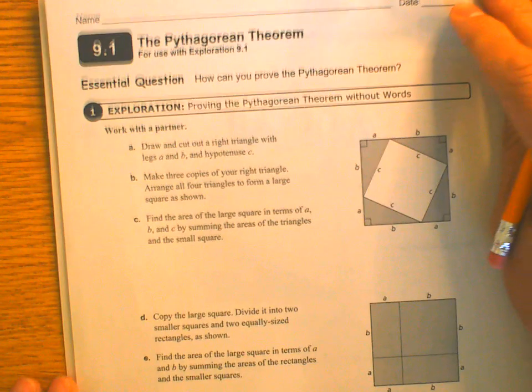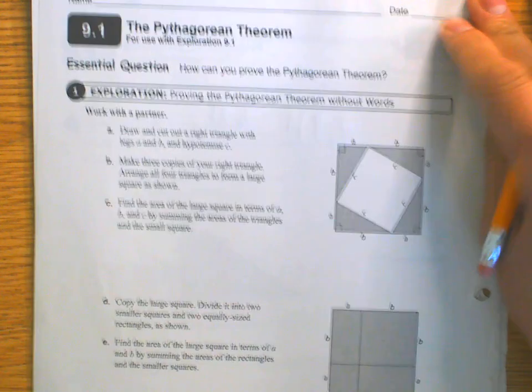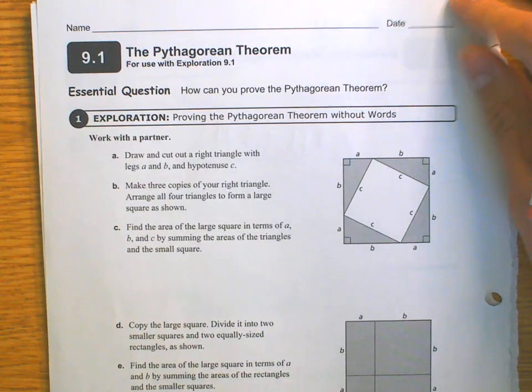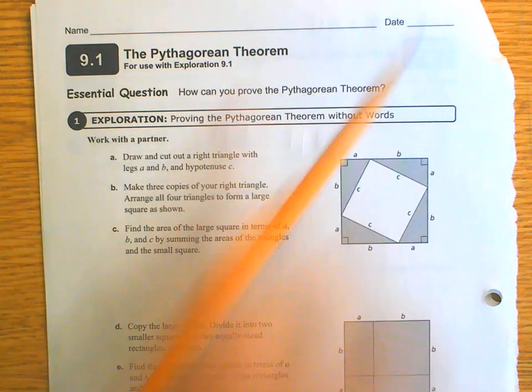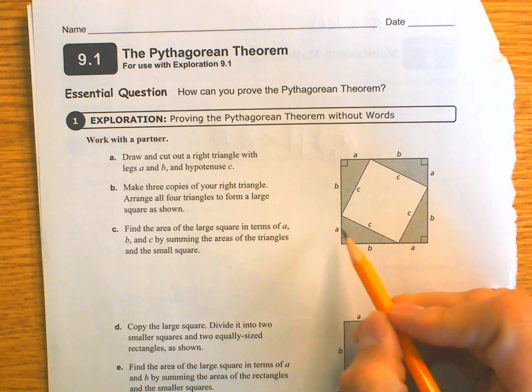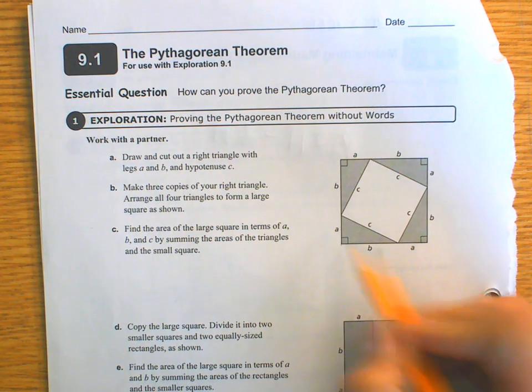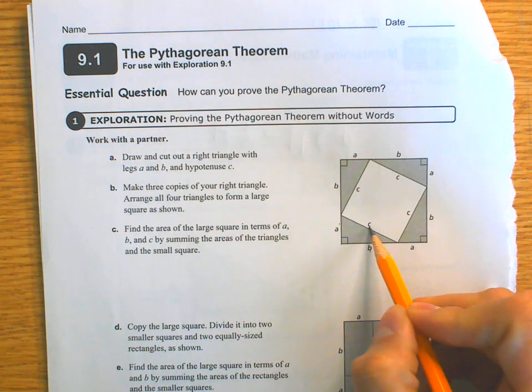So let's begin on page 242. Now, there are multiple different ways to derive the Pythagorean theorem. So today's lesson is on the Pythagorean theorem. What you see here is a triangle with legs A and B and hypotenuse C.